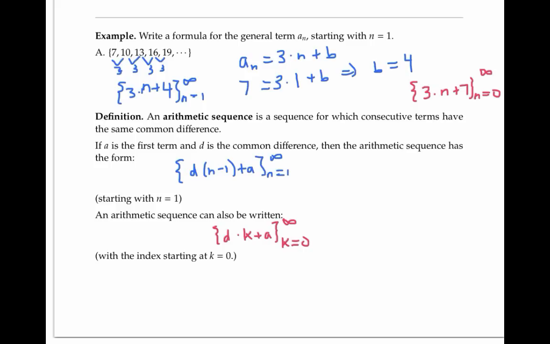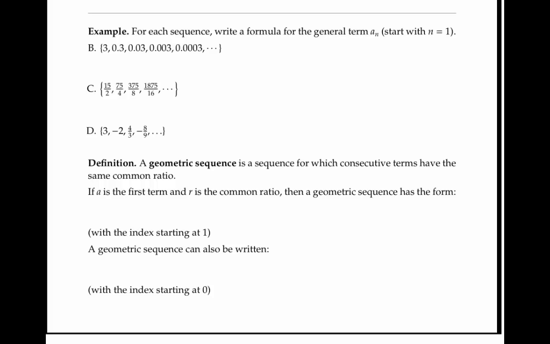Notice these two expressions are exactly the same if we just set k equal to n minus 1. In particular, the starting value of n equals 1 here, if I plug in 1 for n, I get the equivalent starting value of k to be 0.